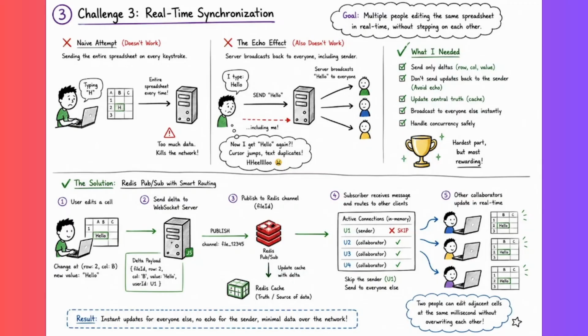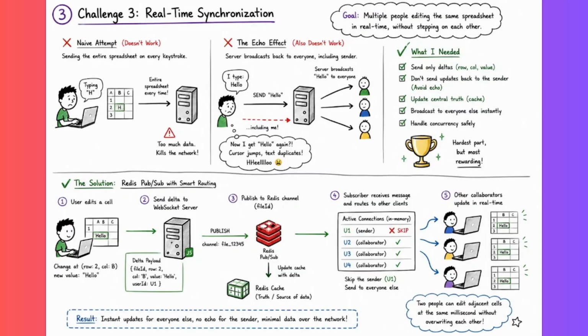My first naive attempt was sending the entire spreadsheet data to the server every time someone typed a letter. Obviously, that instantly choked the network. I realized I couldn't send the whole grid, I had to send deltas, just a tiny payload containing the exact row and the exact column and the new value.